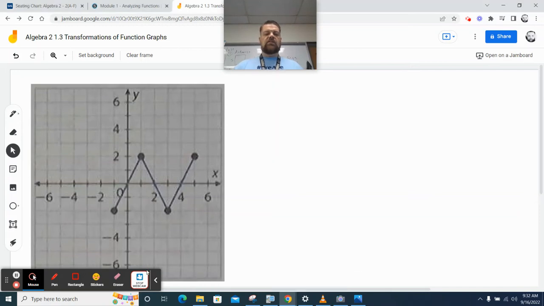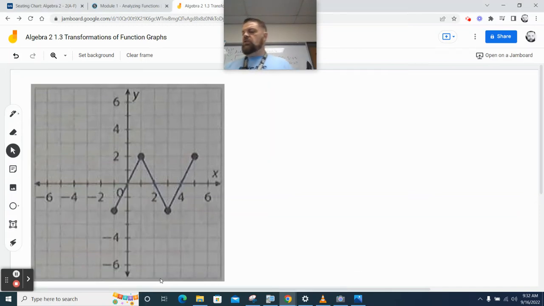To write stuff down. It's helpful to write it out of your book. Anyways, we're going to do transformation of functions. For example, number 1, they give us this graph.